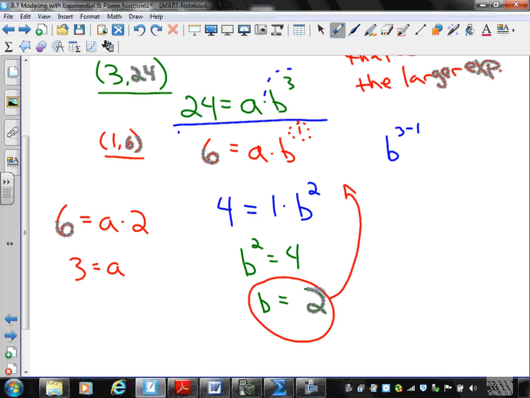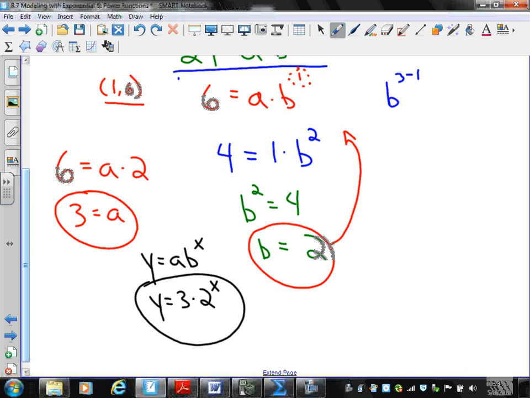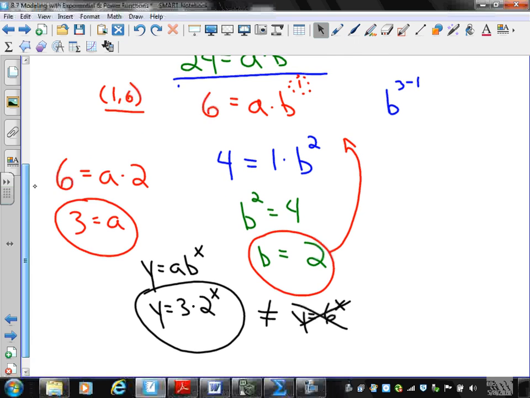So I've solved my system. I have A, I have B. I just need to put my final touches on this, and I'm going to write it out like this. This is the form that we're using, the y equals ab to the x. And I'm going to put in 3 for A, 2 for B to the x. And that, again, we leave it just like that. I cannot combine that. This does not equal y equals 6 to the x. Right? I can't do that. I'm not allowed to do that. So I just get y equals 3 times 2 to the x. And that's how we solve for an exponential function given 2 points.